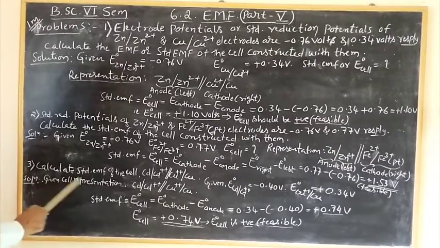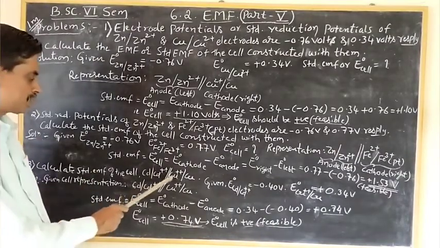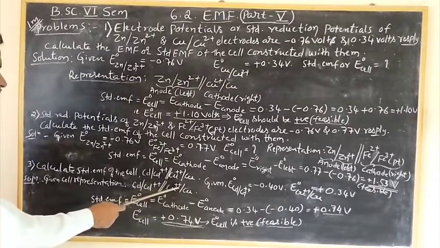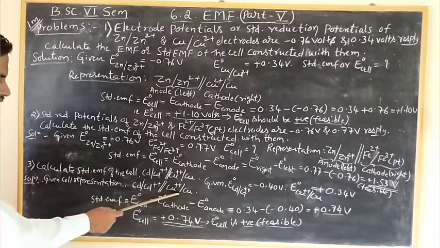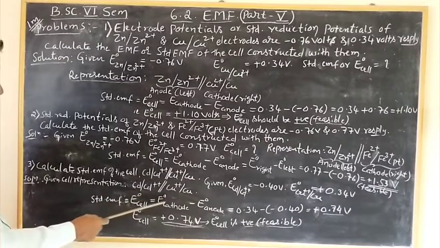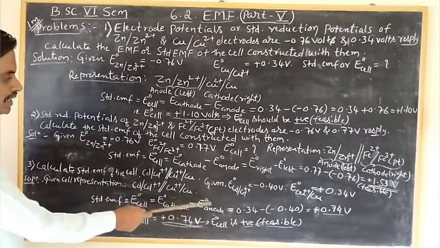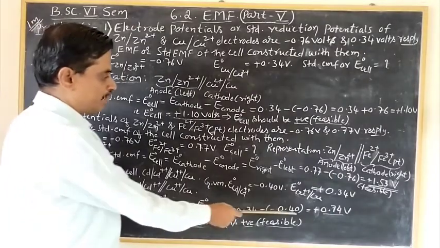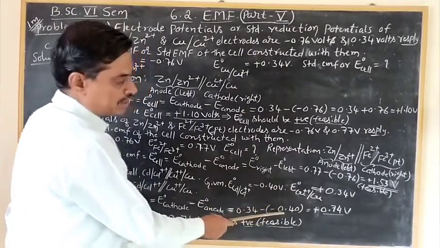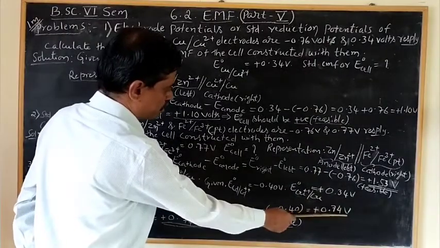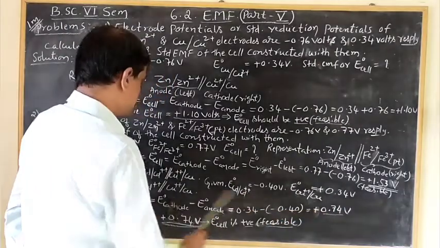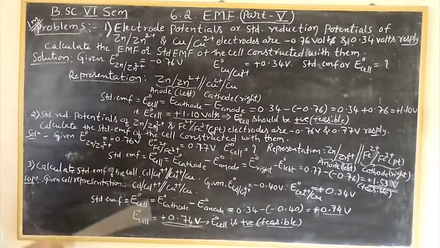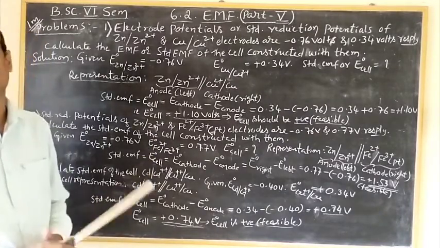Try to write that cell representation: Cd bar Cd2 plus, double bar, Cu2 plus bar Cu. So this is the cell representation, this is the left side, this is the right side, this is the anode and this is the cathode. So the standard EMF, E0 cell, is equal to E0 cathode minus E0 anode. The cathode value is 0.34 volts minus minus 0.40. Again after simplification we will get plus 0.74 volts. The positive value of this standard EMF indicates that this cell is also feasible. So in all the cases, this E0 cell should be a positive quantity only.